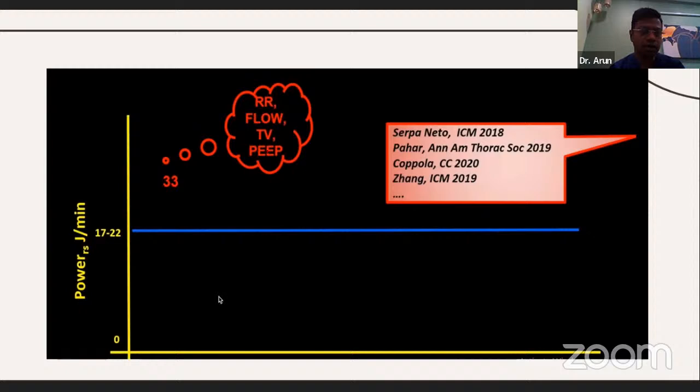So what we know so far is that these components like pressure, volume, flow, respiratory rate, these are the causative agents of VILI. We should be more careful in adjusting these parameters.